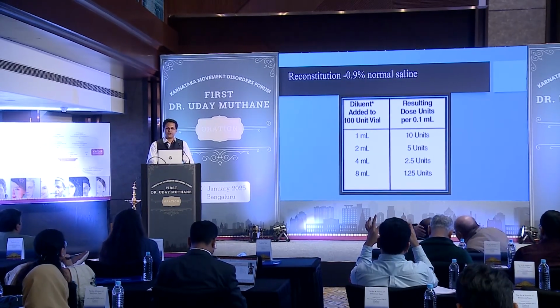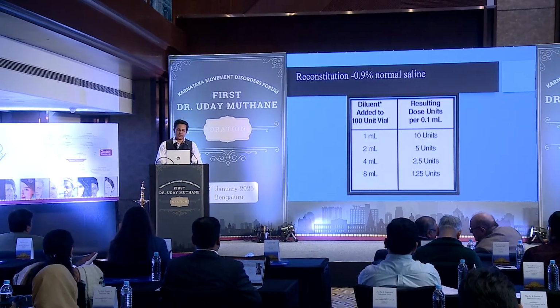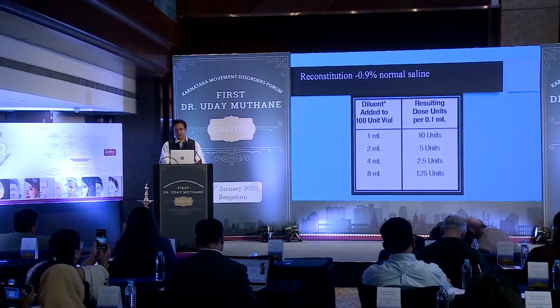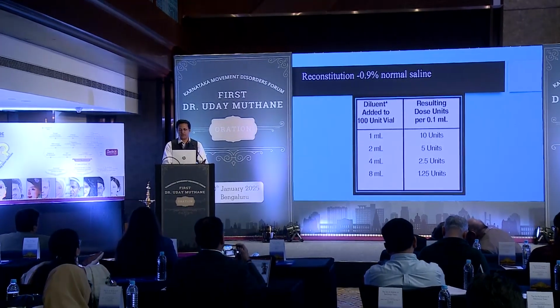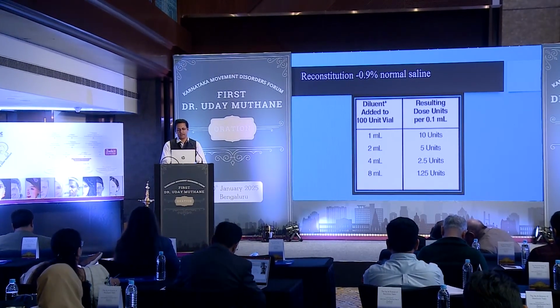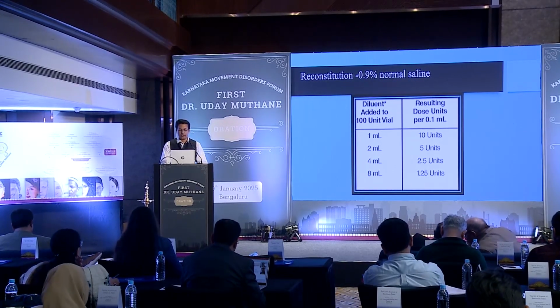So how to reconstitute? Always use 0.9% normal saline. So these are the diluents. For the face and similar areas, we usually use 2 ml. And for larger muscles, we give 4 ml dilution. So it's up to you what you do in your lab.